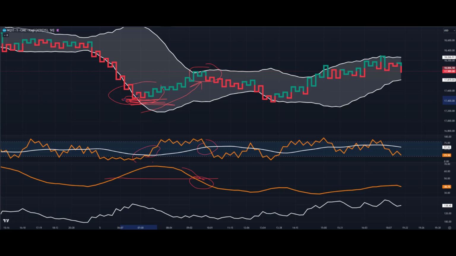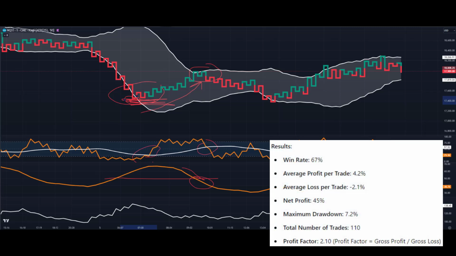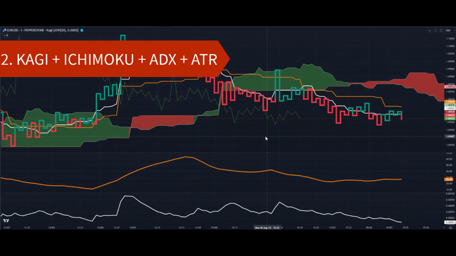So in terms of actual backtest results, this strategy on the Nasdaq wins about 67% of the time. I just ran it over the whole of 2023 and up to today. Average profit per trade 4.2%, average loss per trade minus 2.1%, net profit 45%, max drawdown 7.2%. There's about 110 trades in there. Profit factor 2.1.